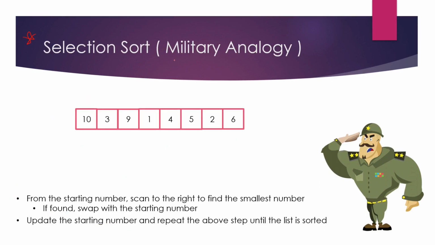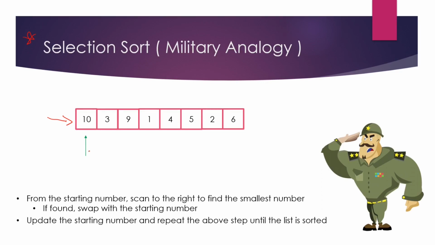Now, I'm going to give you a military analogy. Let's say you're a commander of your military unit. One day, you want to sort all your soldiers based on their ID number in an increasing order. So this is the list, and each element here represents your soldier ID: 10, 3, 9, 1, 4, 5, 2, 6.